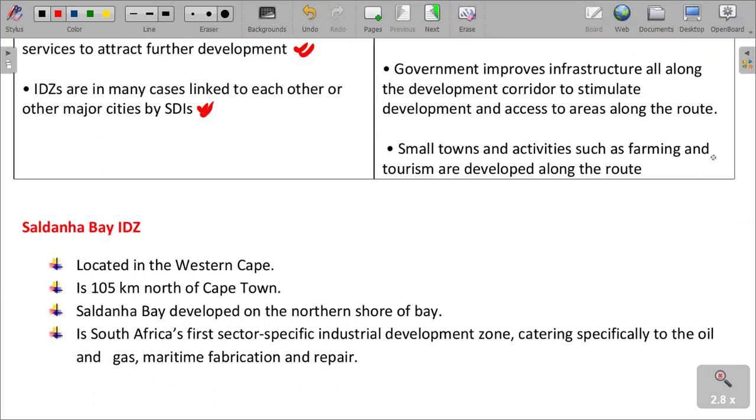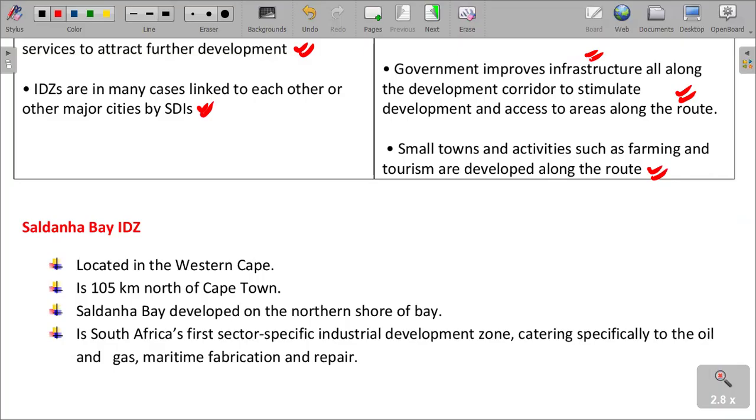So government improves infrastructure all along the development corridor to stimulate development and access to areas along the route. So areas that are along the route have to receive government support in infrastructure along the corridor to stimulate that development. Small towns and activities such as farming and tourism are developed along the route. It's because we are saying there is viable business that tends to grow also along the route.